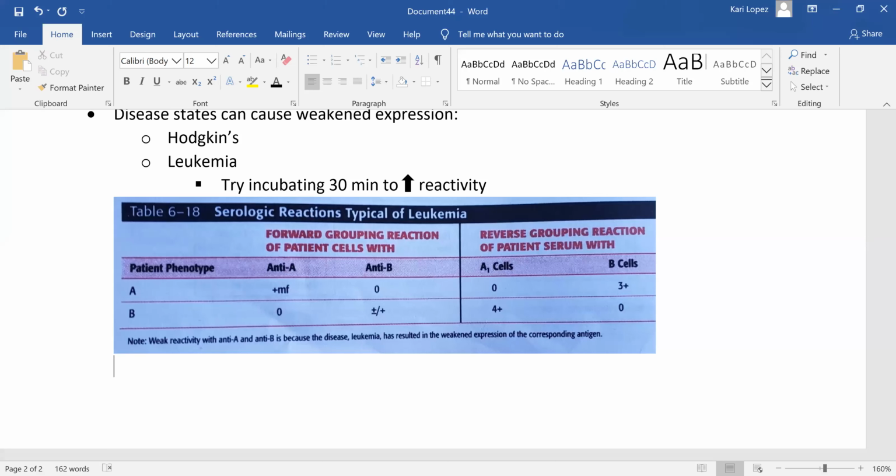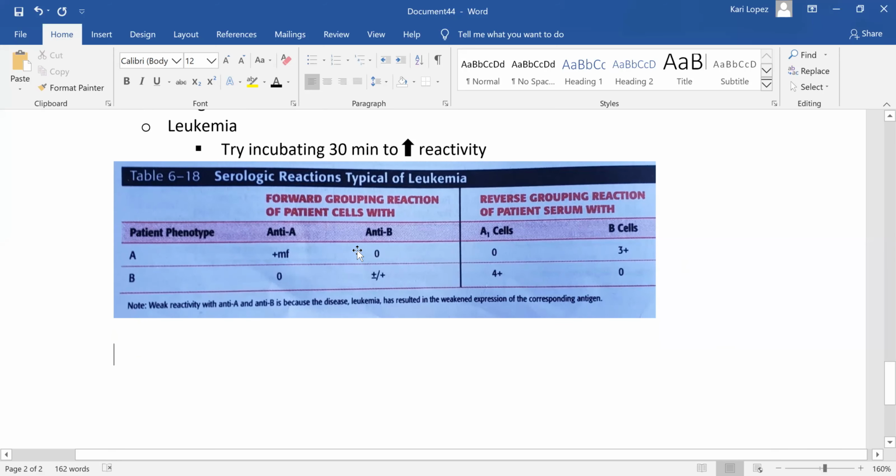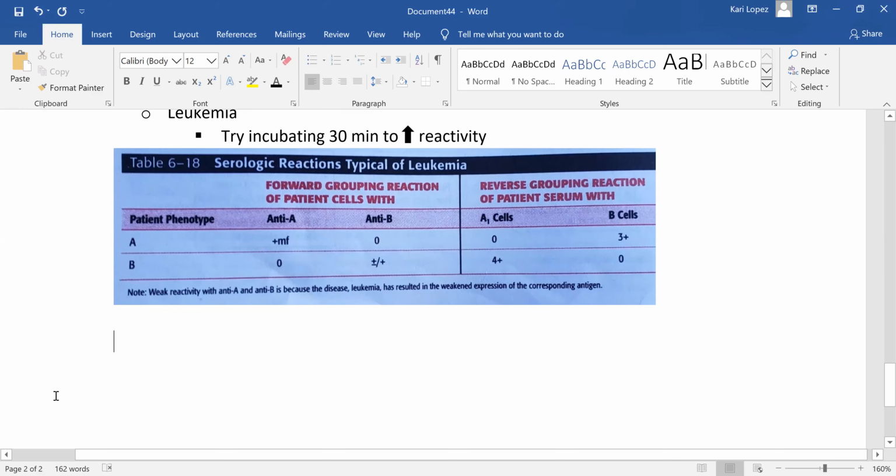And that could be due to leukemia, one of the disease reasons. It can be due to leukemia. It can also be due to someone who's type A or B getting type O cells, or someone not getting the exact identical match of their cell type. But in the case of leukemia, it messes with the forward and not reverse, because the leukemia affects the antigens on the surface of the red blood cell.